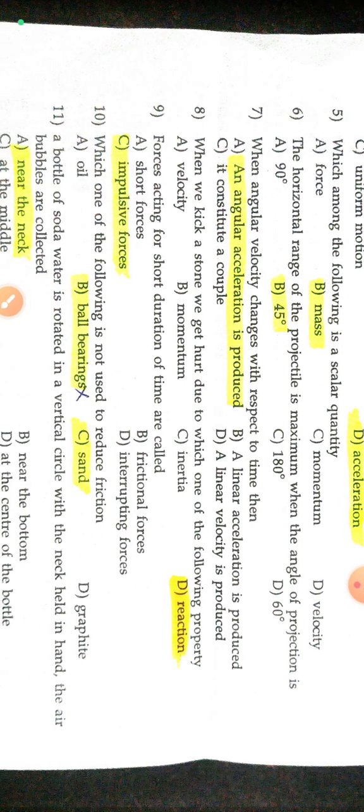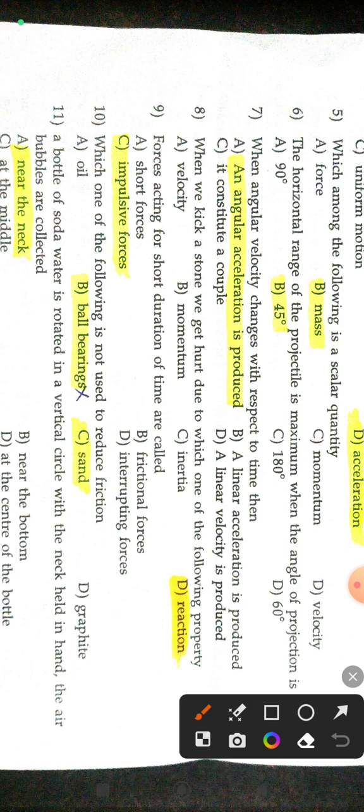Okay, now we'll discuss the seventh question. What are they asking in the seventh question? When angular velocity changes with respect to time, then angular acceleration is produced, linear acceleration is produced, it constitutes a couple, a linear velocity is produced. Now see, when angular velocity changes, meaning change in angular velocity divided by change in time, what does it give? Angular acceleration.